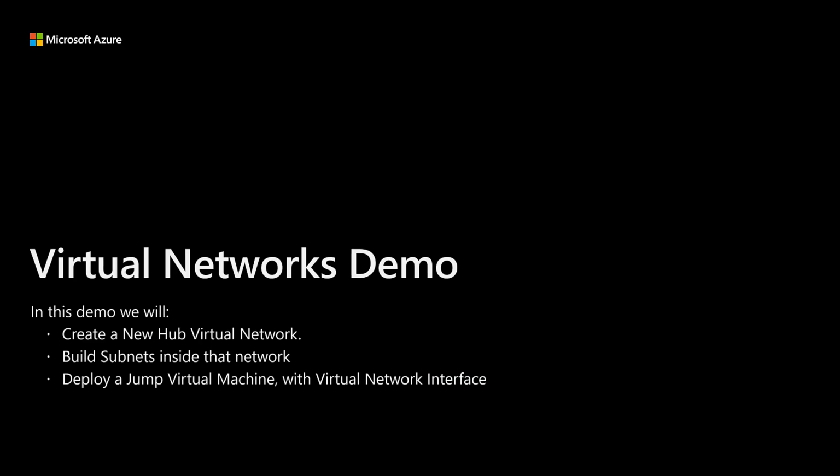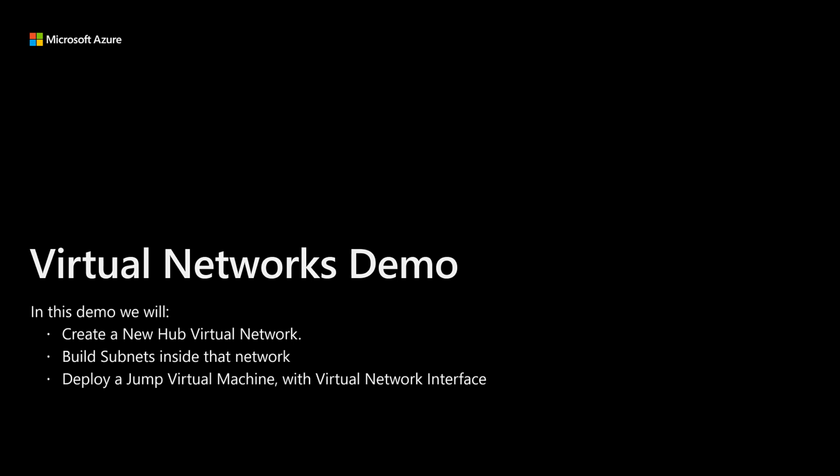So in this demo, we're going to take a look at setting up your virtual networks from the beginning. We're going to quickly create a new hub virtual network. This network will be the beginning of our hub virtual networks going forward. And inside of that virtual network, I'm going to show you how I can create some subnets so that we can separate our traffic into different managed segments in the virtual network itself.